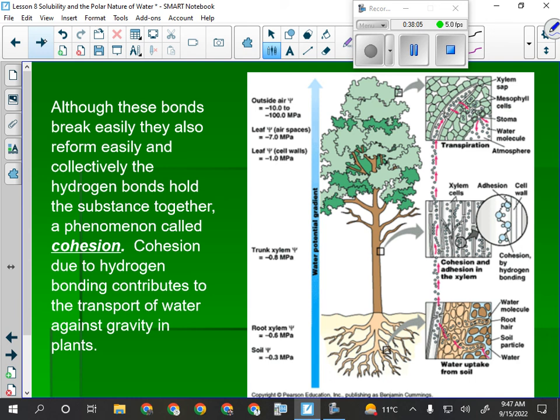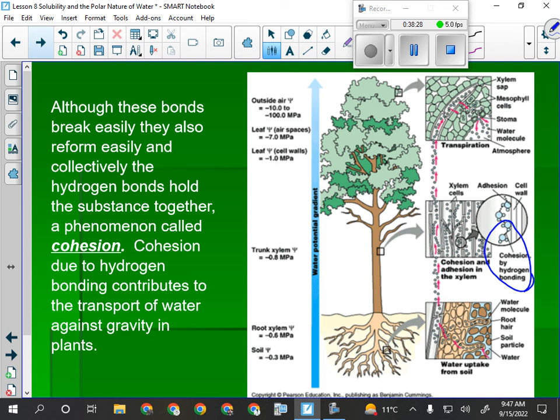We're talking about small amounts of water in each tube, but it adds up to a lot. And so it can support and pull on this column of water. So there's two types of hydrogen bonding going on here, and these two terms are going to be important. There's cohesion. Cohesion is water molecule bonded to water molecule.